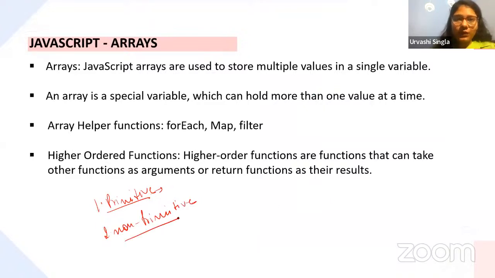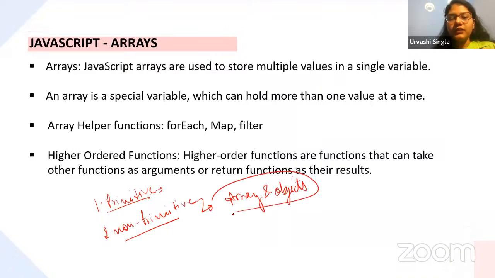Similarly, we have something called non-primitive. So non-primitive is going to be our arrays. It's going to be our objects. So this is what we have in non-primitive data types. So now this is what we are going to talk about today. And based on this, we are going to see a very important part that is called array helper functions.